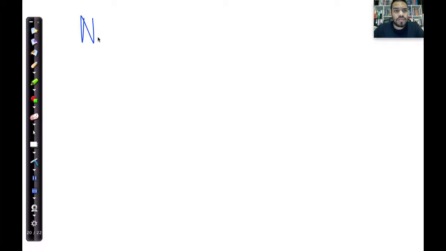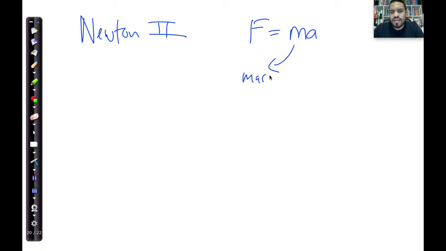Newton's second law, which I will represent by Newton 2, says the following. If a net resultant force is acting on an object, it will cause the object to accelerate in the direction of that force. And this acceleration is directly proportional to the force and inversely proportional to the mass of the object. And then in symbols or in a formula we say F equals ma, where m is the mass of the object, and a is the acceleration.